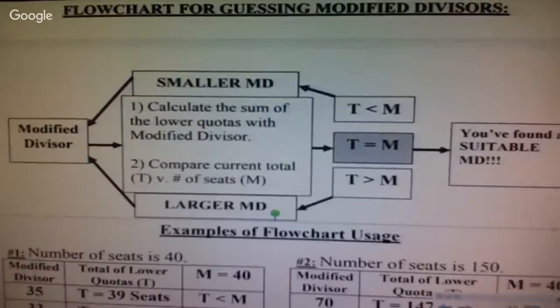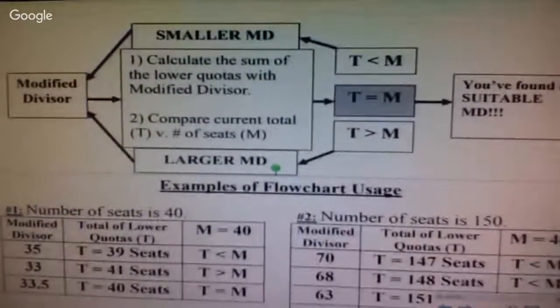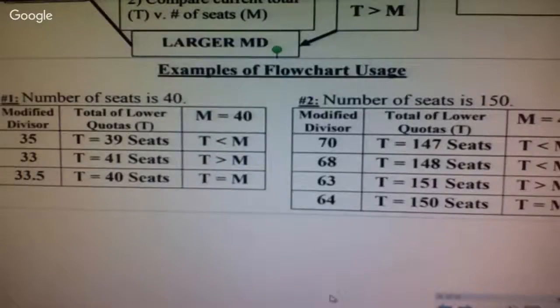So this is how we do it. Here is your flow chart. As we do examples, it will make a little bit more sense. All right, so let's say my number of seats is 40. Let me actually raise this up a little bit more, because I think the examples work better than the flow chart.